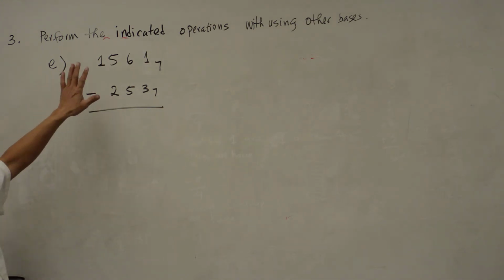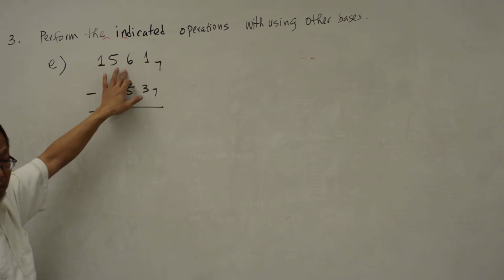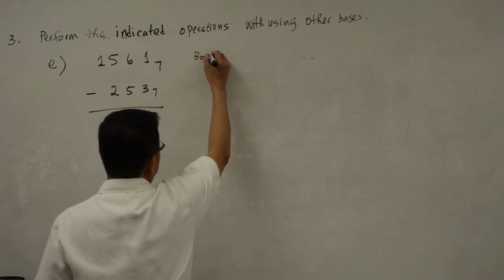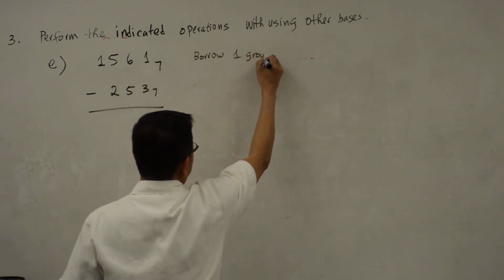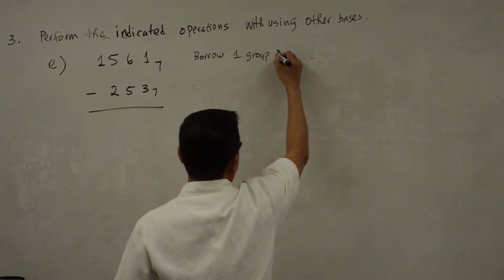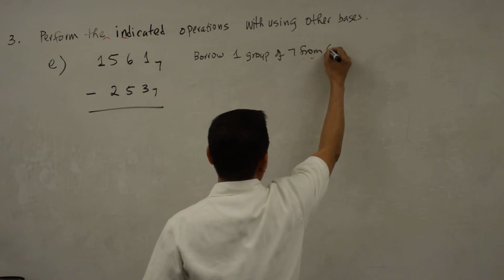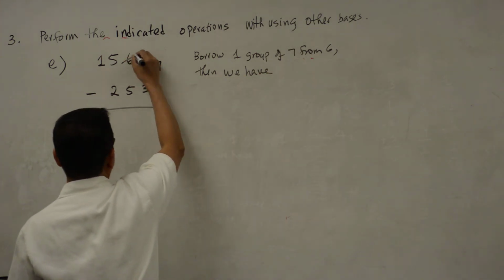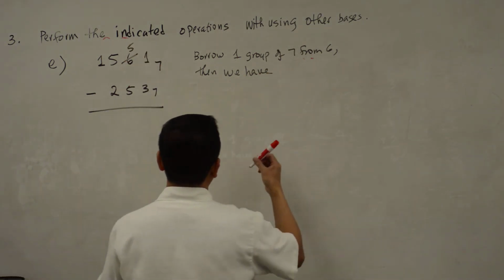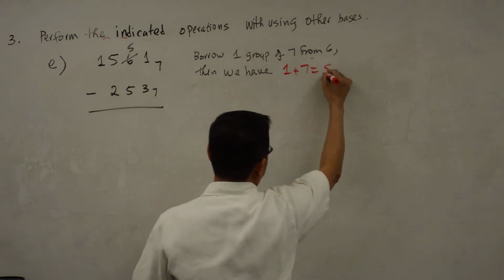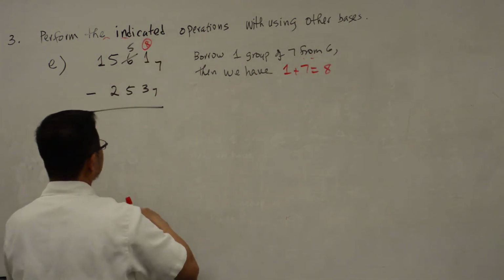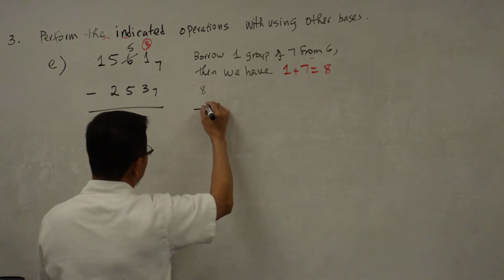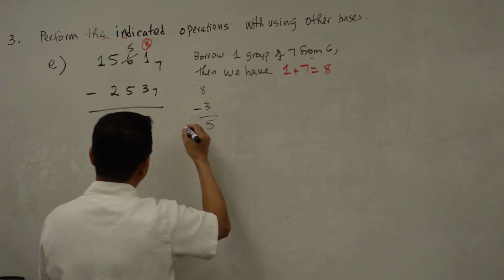So we need to borrow one, since 1 is smaller than 3, then borrow one group of 7 from 6. So we borrow here, that's going to be 5. Then we have 1 plus 7 now, because this is base 7, so that's going to be 8. So write up 8 here. Then we have 8 minus 3 gives you 5. So write down 5. Okay.